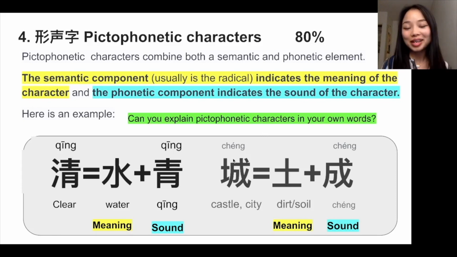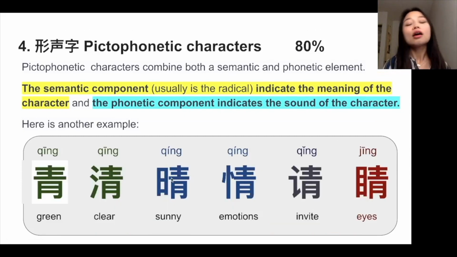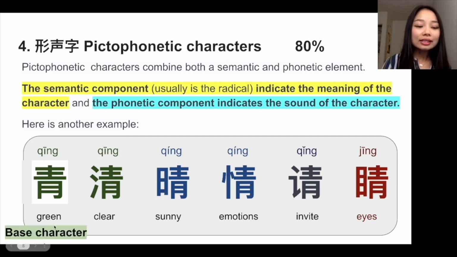Now, can you explain Picto-phonetic characters in your own words? So basically it has 2 parts. One part indicates the meaning, the other part indicates the sound, okay? So here, if you understand how this type of Chinese character is created, you can learn it in a very systematic way. Okay, for example, this is the base character, qing.